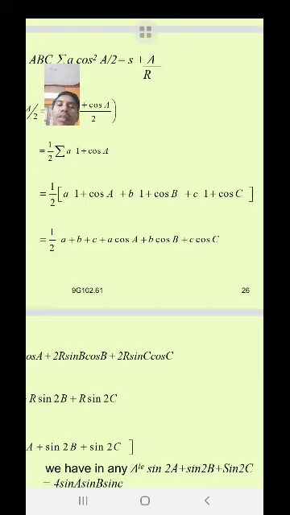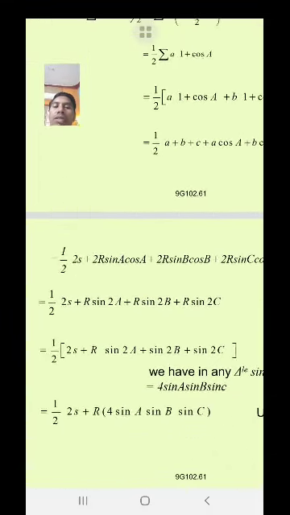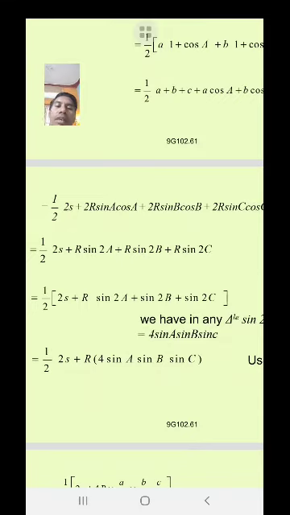So this is the full form of sigma. Here a, b, c are multiplied with the bracketed terms, and after that we get a plus b plus c plus a cos A plus b cos B plus c cos C. See here, the first term is a into 1 and a into cos A. The second term is also the same, b into 1 and b into cos B. Like that we get this, and that equals 1 by 2 into the bracket.